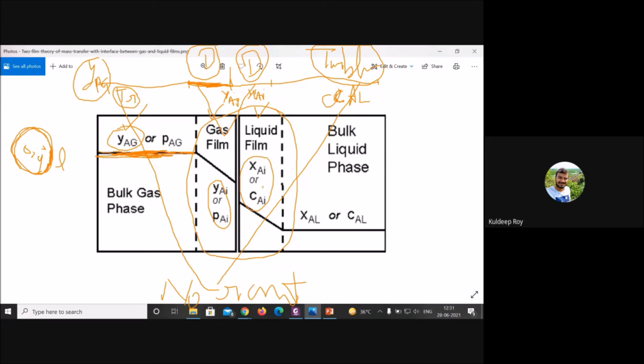Even though the fluid is under turbulent flow, now you can see these are the turbulent points. A crucial amount of mass transfer occurs due to diffusion. Here diffusion will take place.